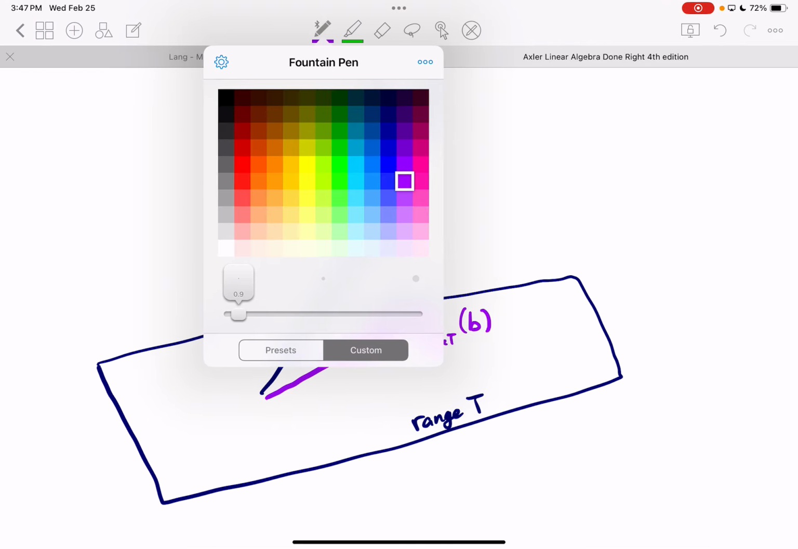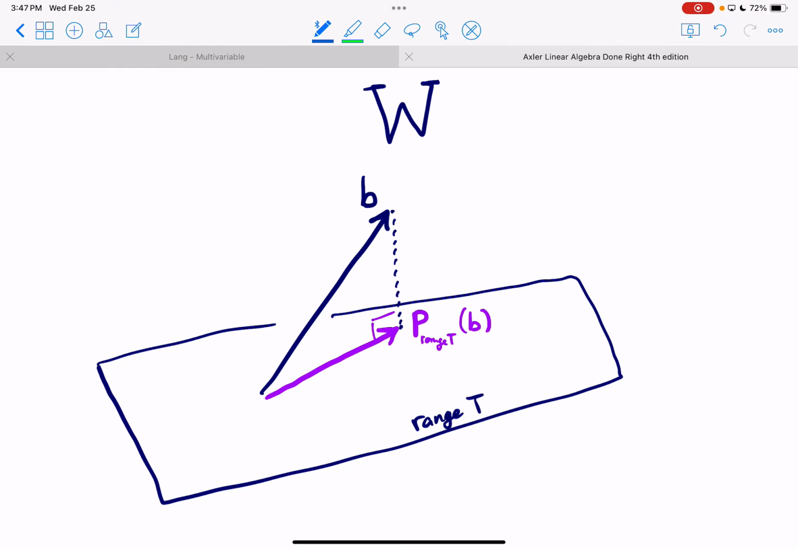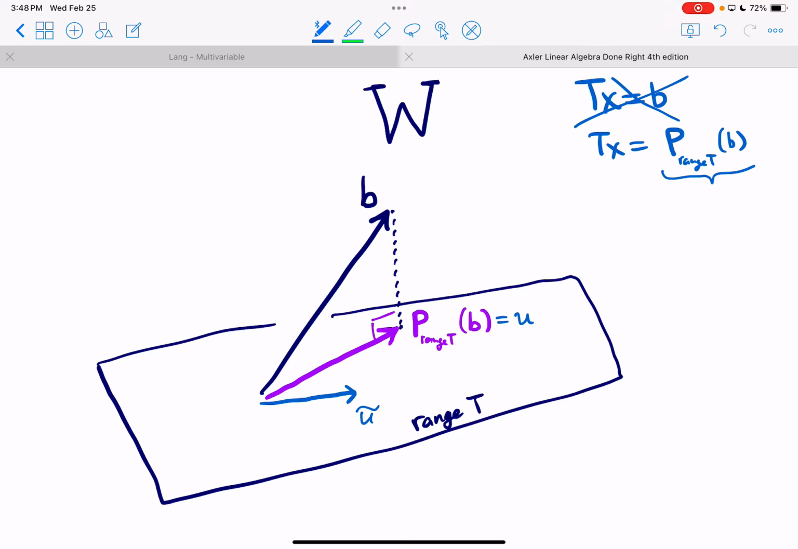And now I want to say why it's the best of the best. So first, we're just doing the first best. What if I take some other u tilde? Can we call this u, because we've been calling it little u? So remember, Tx equals b, that didn't work. So instead we'll do Tx equals the orthogonal projection onto the range of T of b. And we'll call this little u.